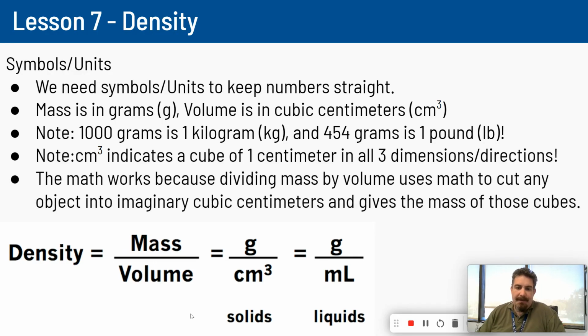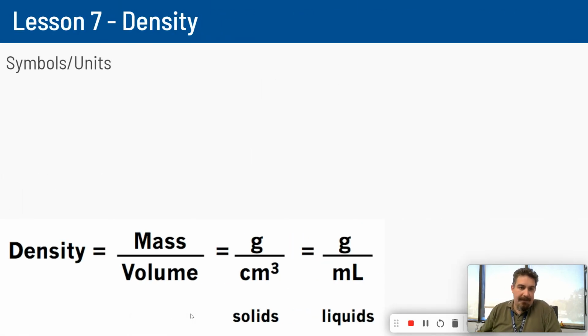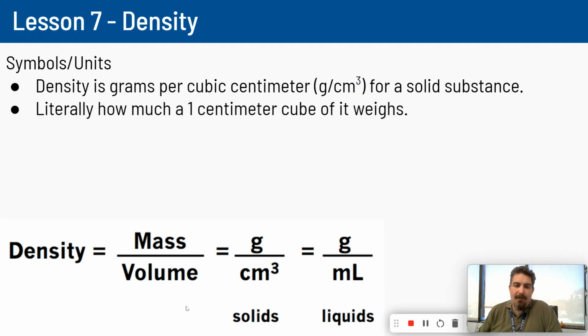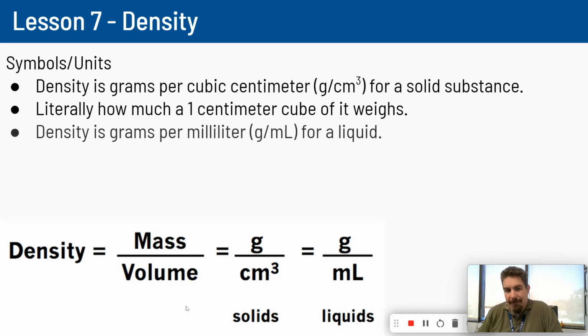And this math works because if you divide mass by volume, you're using the math to cut whatever size and shaped object you're thinking about into imaginary cubic centimeters and how much those would weigh. All right. Now, we mentioned grams per cubic centimeter for the solid substance. That's literally how much a 1 centimeter cube of it would weigh if we get a perfect 1 centimeter cube.